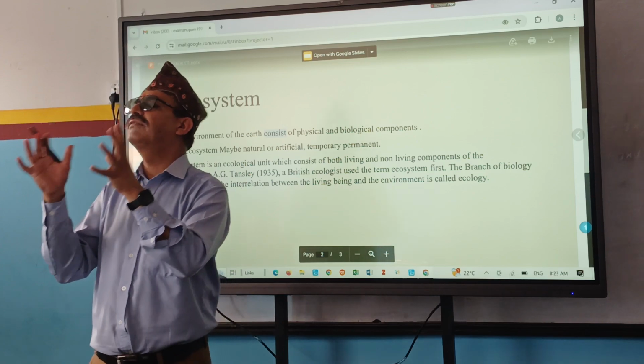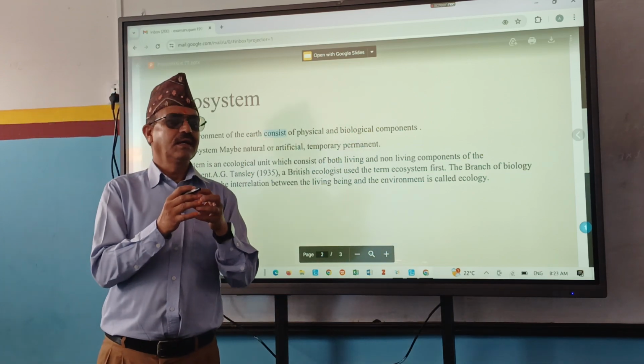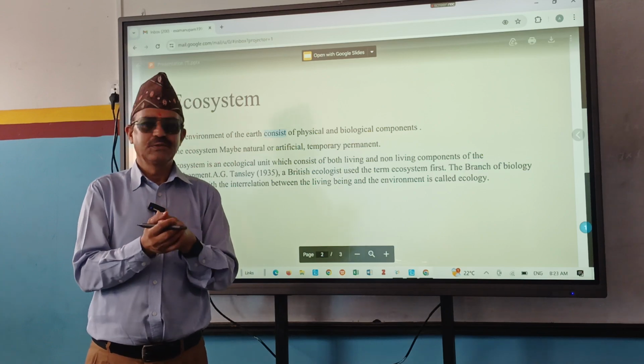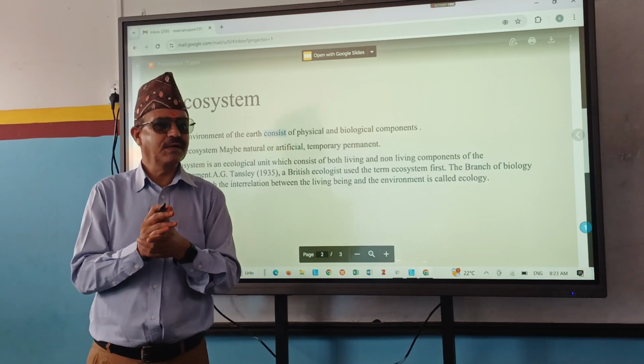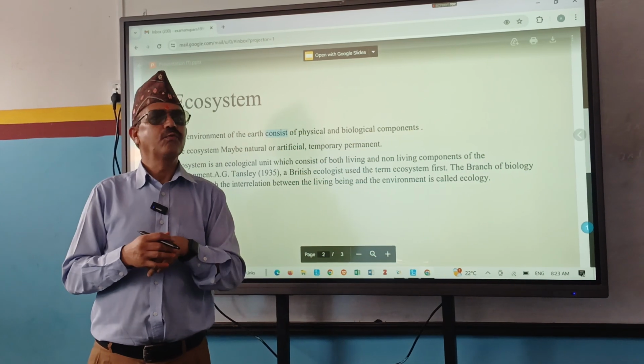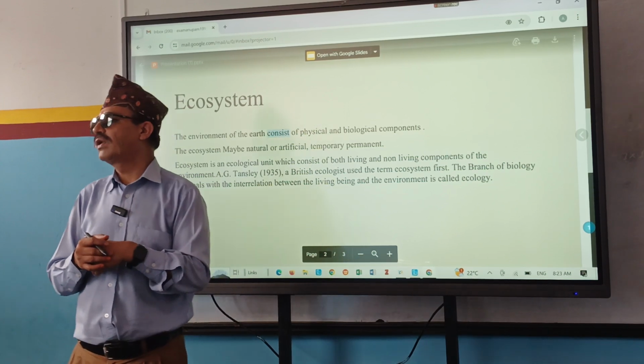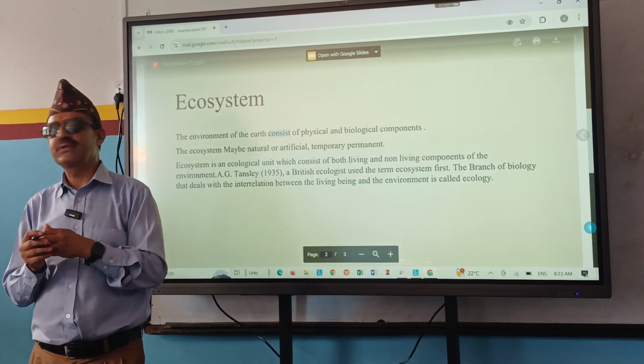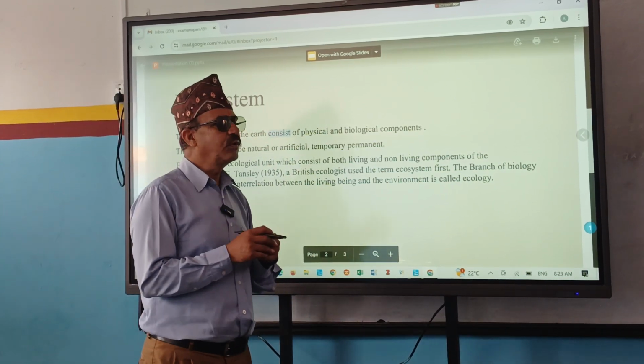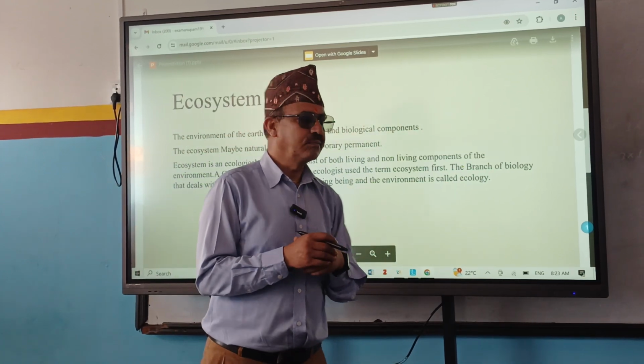Biological means having living things, means life, and physical means without life. So forest is a biological component because there are different types of flora and fauna. Flora means different types of plants and fauna means different types of animals.